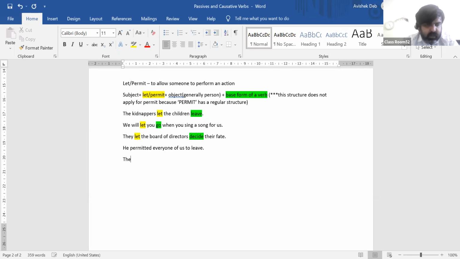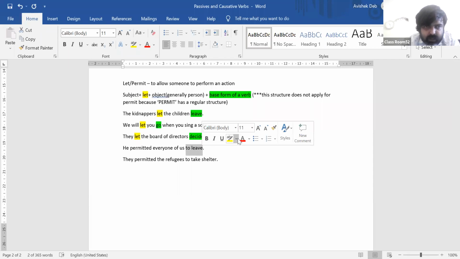They permitted the refugees to take shelter. See, this is the difference between let and permit. So I should only make it exclusive for let. But this infinitive is also a structure.